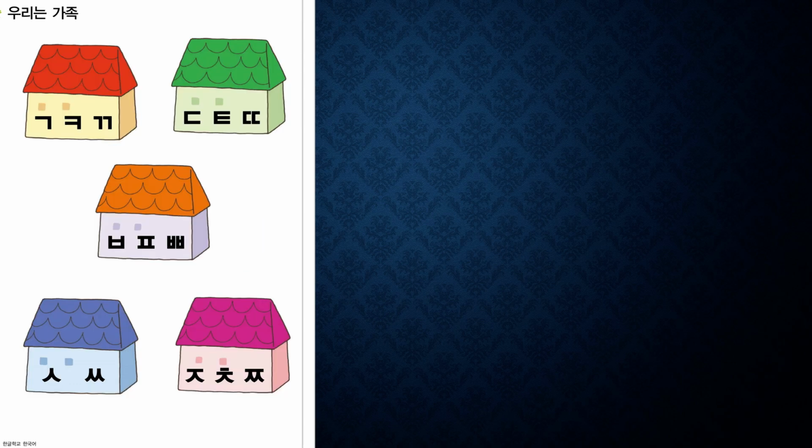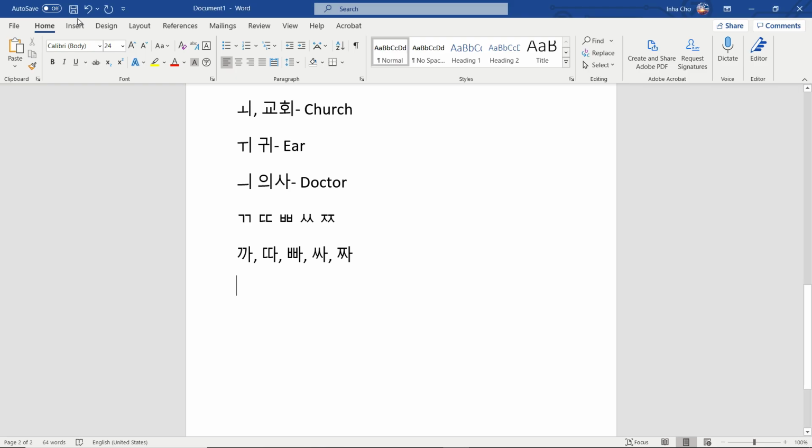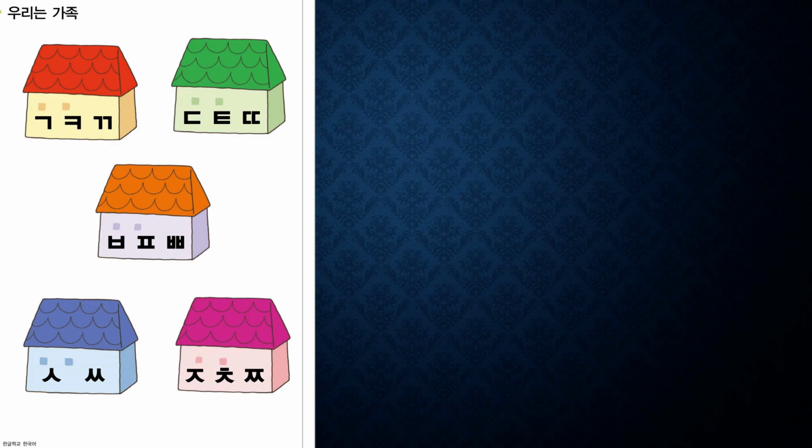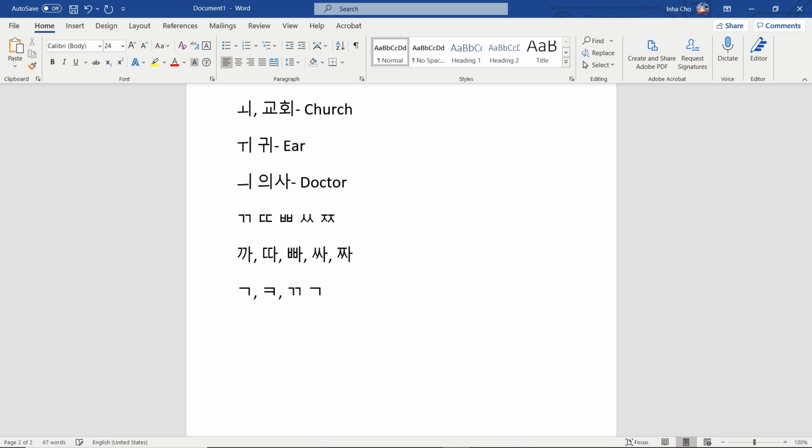Alrighty. 우리는 가족, which means family. So this is basically groups of 자음s that sound very similar to each other. You have 기억, 기억, 쌍기역, 그, all pretty similar. That's why they're grouped together. They're spelled pretty similarly too, which is why they're together. Then we have 디귿, 티귿, 쌍디귿, 뜨. Sound pretty similar.